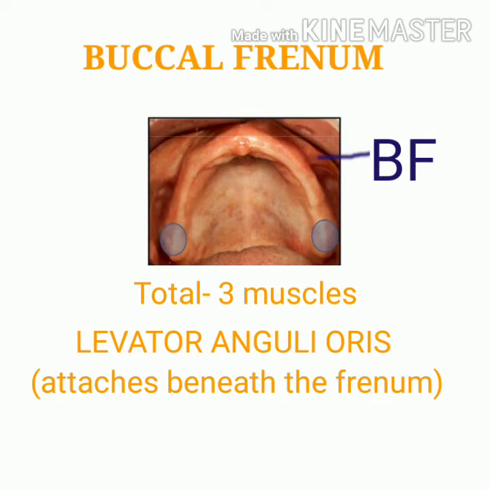Now the buccal frenum. Buccal frenum पे टोटल 3 मसल्स की अटैचमेंट होती है. First one is levator anguli oris. Levator anguli oris are attached beneath the frenum. As we are talking about maxilla, so these muscles are attached in this way. The line blue in color is buccal frenum and the portion which is red colored is levator anguli oris muscles.